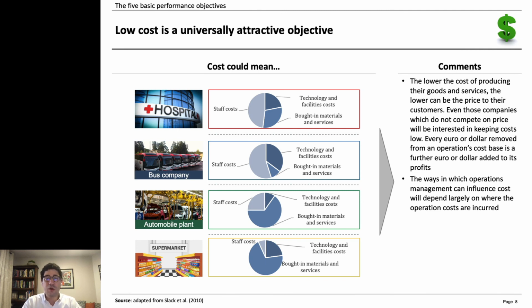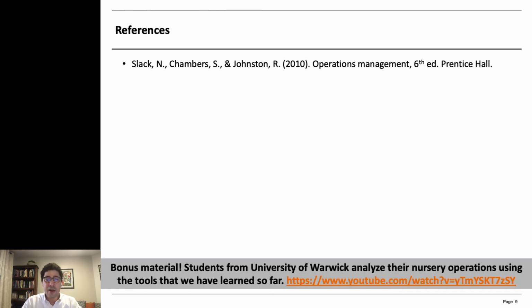So this was an overview of the 5 basic performance objectives. Here, I give you an extra material on which the students from the University of Warwick analyzed their nursery operations using exactly these 5 performance objectives that we have just seen.